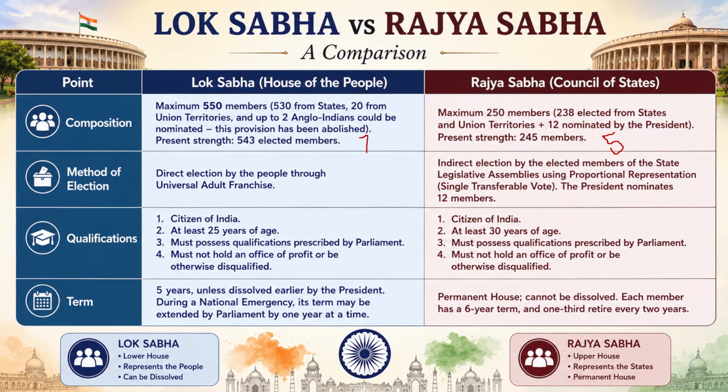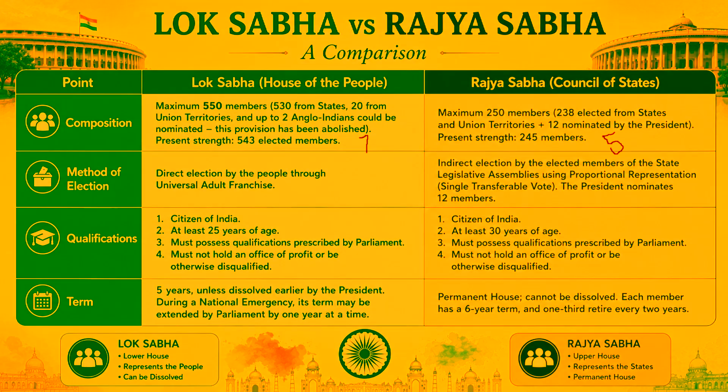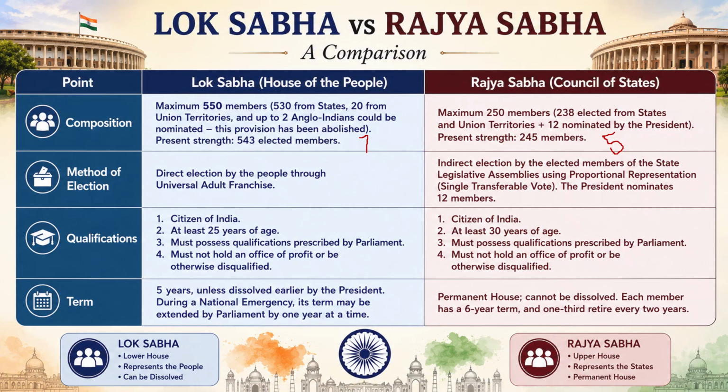Now, what is the term? The time for which they will be holding their position. For Lok Sabha, it is 5 years. After every 5 years, we hear there's an election to vote for the Lok Sabha. We get a new prime minister after every Lok Sabha election. For example, right now, the current prime minister is whom? Shri Narendra Damodar Modi. He was elected after what? After the Lok Sabha.